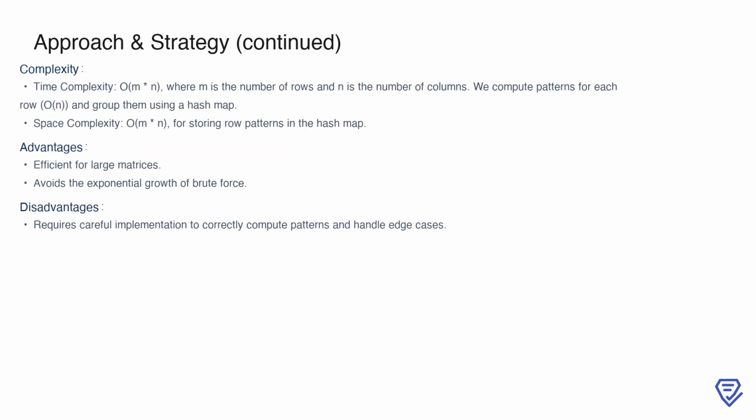The optimized approach is not just conceptually elegant but also significantly more efficient. The time complexity is O(m times n), where m is the number of rows and n is the number of columns. This is because we compute the patterns for each row, which takes linear time in relation to the number of columns, and then group them using a hash map. The space complexity is also O(m times n), to store the patterns in the hash map. This method is advantageous for large matrices as it avoids the exponential growth inherent in brute force.